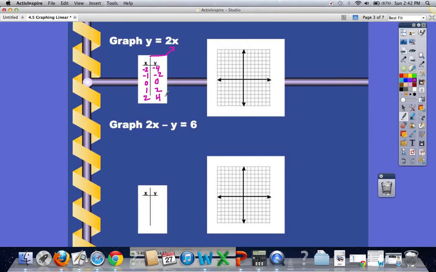So then you're going to go up here and graph, and we practiced this in class last week. It's going to be negative 2 and go down 1, 2, 3, 4. Negative 1, negative 2. 0, 0. Remember, that's our origin. 1, 2, and 2, 4. Right? And then you want to connect your dots with a line.